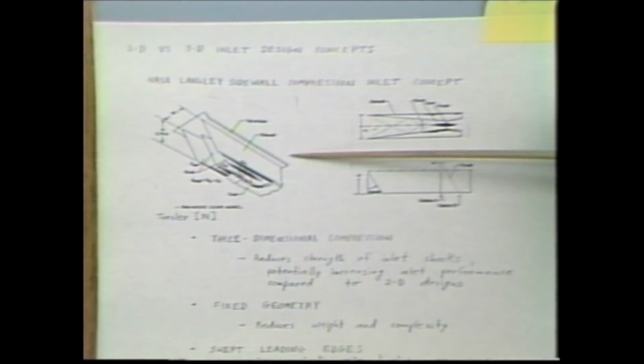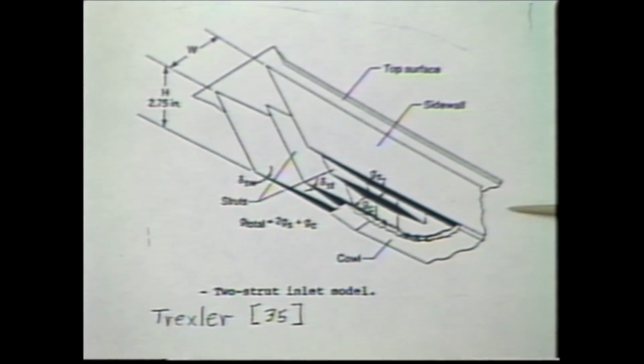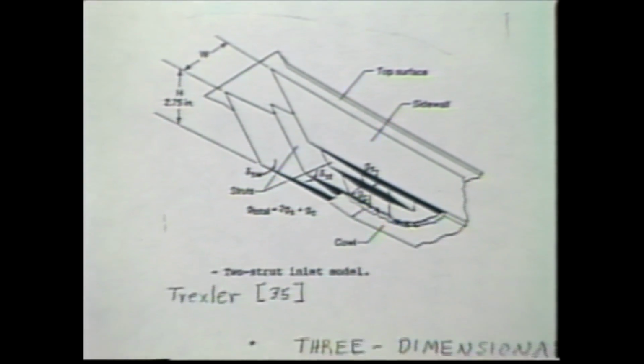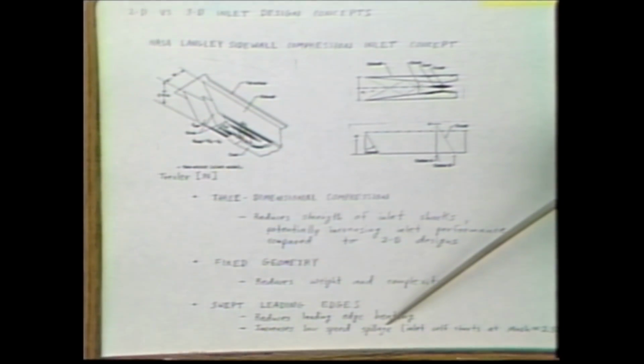One design option for inlets is 3-dimensional design, where, as Dr. Lewis mentioned, you compress sideways as well as vertically. NASA Langley basically came up with this concept. 3-dimensional compression tends to reduce the strength of shocks. A good rule of thumb is keep angles smaller than about 6 degrees, which is very hard to do in a 2D design. We didn't do it in ours. They also tend to be fixed geometry, which reduces weight and complexity, and the leading edges are swept to reduce heating. And at low speeds, that swept leading edge actually pushes flow down out of the engine and helps spill flow. Spilling flow at low speeds can help the inlet to start.